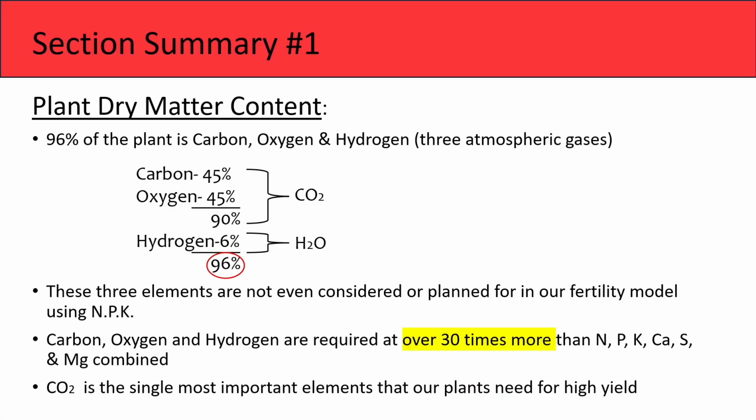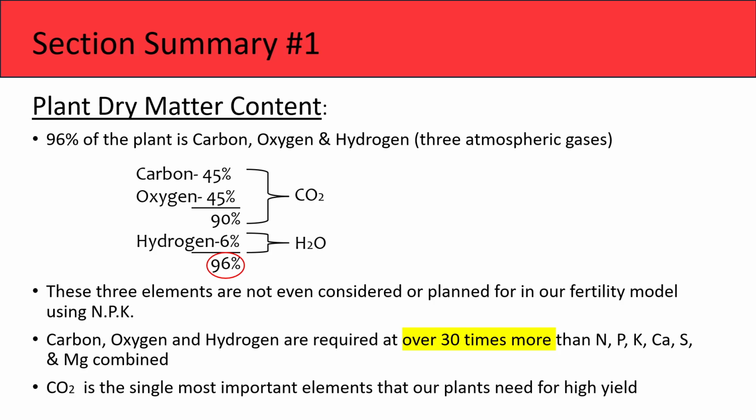Section 1, Summary. Plant dry matter content. 96% of the plant is carbon, oxygen, and hydrogen. These are 3 atmospheric gases. Carbon is 45%, oxygen is 45%. 90% of your plant is CO2, fixed by microorganisms. Hydrogen is 6% of your plant. Those 3 elemental atmospheric gases make up 96% of your entire plant's dry matter weight.